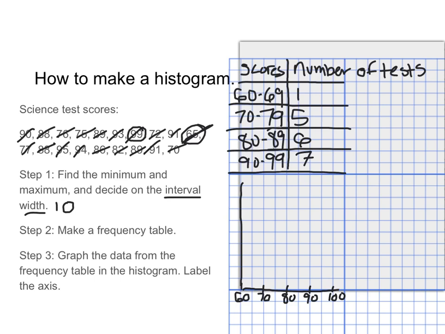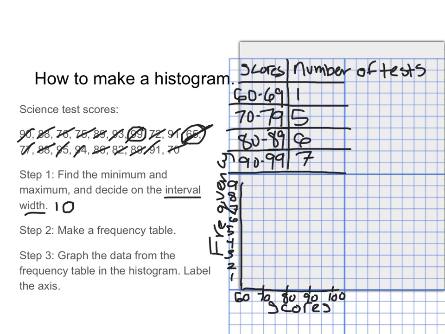So I've drawn in 60, 70, 80, 90, 100. And so my 60 to 70 space right here, that's my 60 to 69 range, and so on. And I'm going to label this scores. And then on my vertical axis, that is my frequency. And when I look at the numbers in my frequency table, 1, 5, 6, and 7, it looks like I should probably count by ones. So I've labeled my frequency by ones.